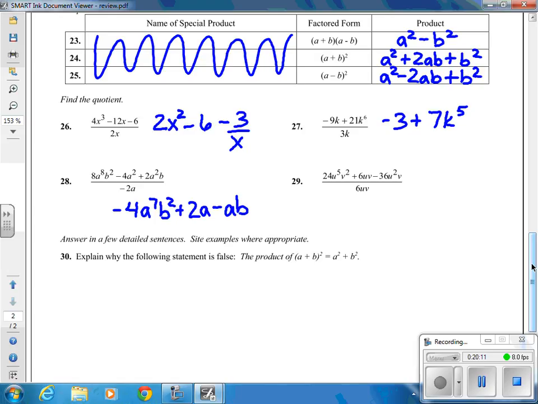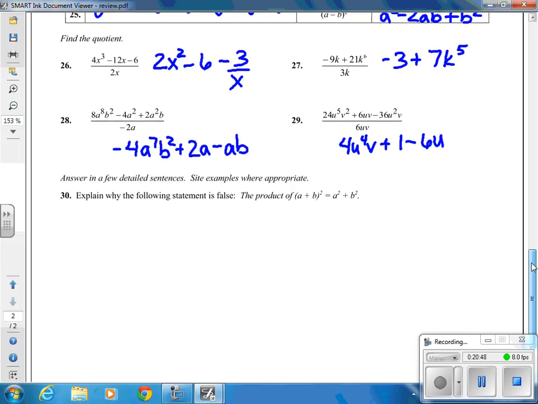All right, when I go to number 29, same thing, 3 terms up top, I should have 3 terms in my answer. 24 divided by 6 is 4, u5 over u is going to be u4, v squared over v is going to be v. Now go to the middle. You'll notice positive 6uv divided by positive 6uv, 6 divided by 6 is 1. You must put the 1 there because all the other letters disappear, and you have to have a term for that. Okay, and then you go to the third term, negative 36 divided by 6 is negative 6. U squared over u gives you a u up top, and then the v's cross off, so you don't even have any v's left in that one. All right, but be very careful about that positive 1 piece, because if your letters disappear, you still have to have the number 1 there to hold its spot.